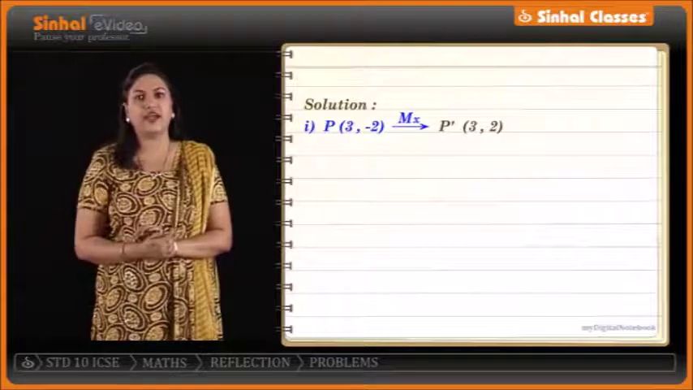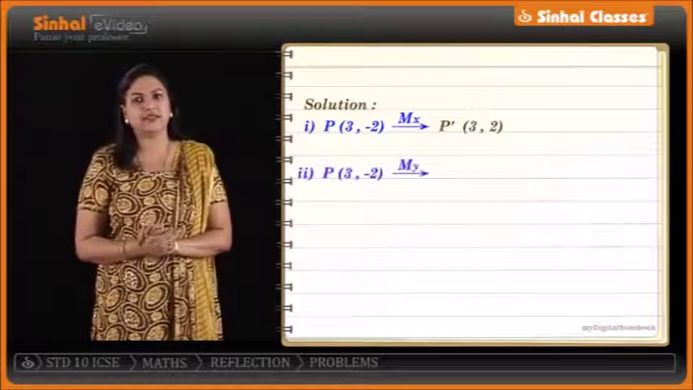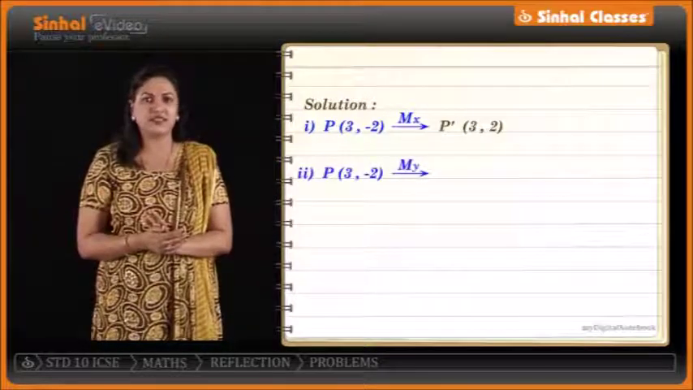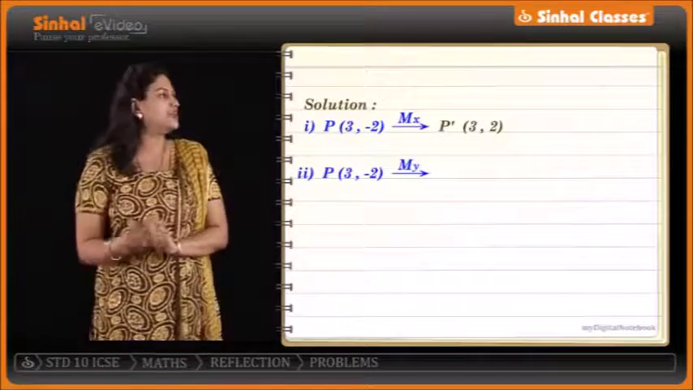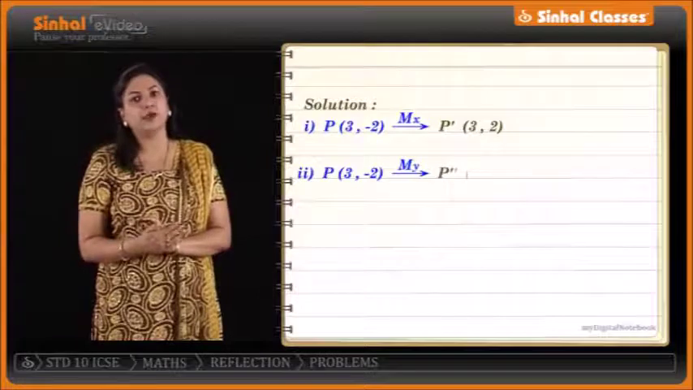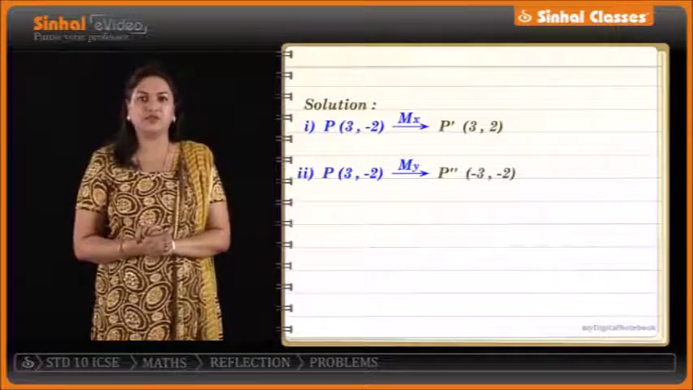Now we want to reflect P in the y-axis. So here the x-coordinate sign will change whereas the y-coordinate remains the same. So we get P double dash as minus 3, minus 2.